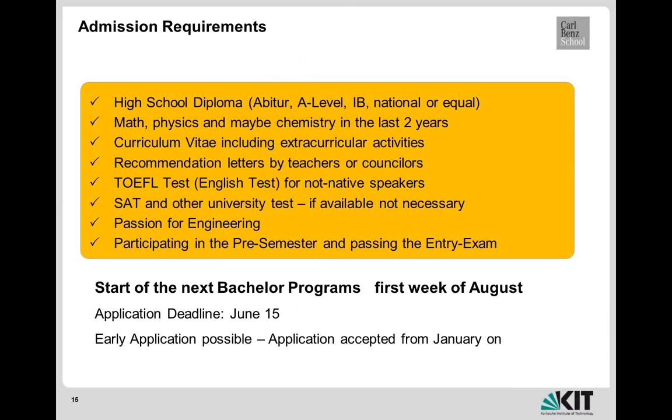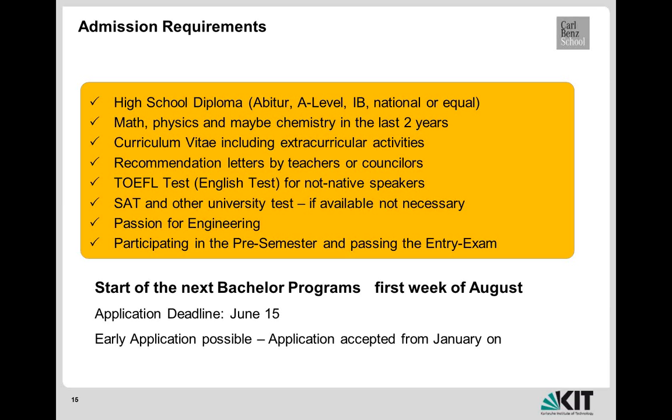So maybe to put it in a nutshell, what are the admission requirements? Now these are the requirements for the English-speaking program, as we have an entry exam. We ask you to have a high school diploma, which is Abitur, A-level, IB, or it can also be the National High School Diploma. We like you to have a focus on math, physics, and maybe chemistry in the last 2 years of your curriculum. A CV, including your extracurricular activities, would be nice. Recommendation letters from a teacher and a counselor would be very helpful for our admission process.